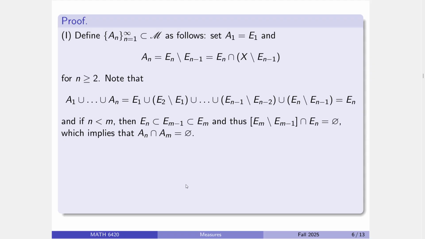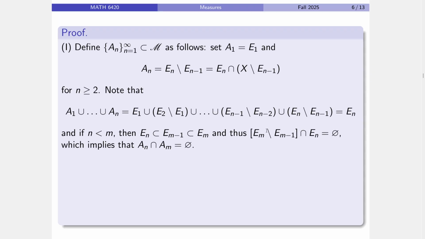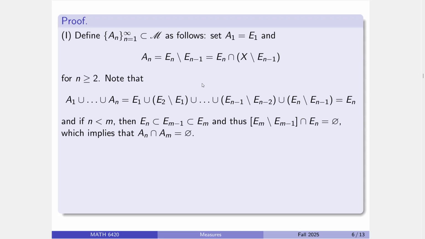And furthermore, note that these A_ns are going to be disjoint from each other because the E_ns are monotonically increasing. So here's a technical explanation for it, but intuitively, that makes sense because I'm looking at this union that's inflating up to the set E, and at each stage I'm throwing out the previous things, so each one of those A_ns is going to be disjoint from each other.